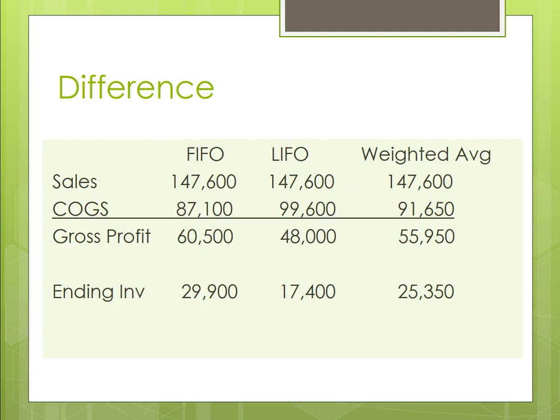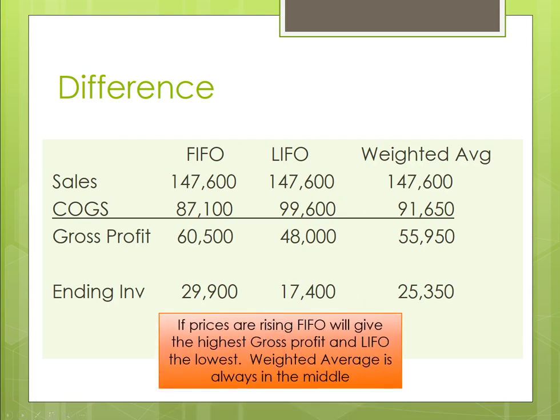Now, when we compare these three methods, what you'll notice is that cost of goods sold and gross profit and ending inventory for weighted average always falls between LIFO and FIFO. Now, if prices are rising, FIFO will give you the highest gross profit and LIFO the lowest. And again, weighted average is always in the middle. This concludes the Part 1 presentation on inventory.